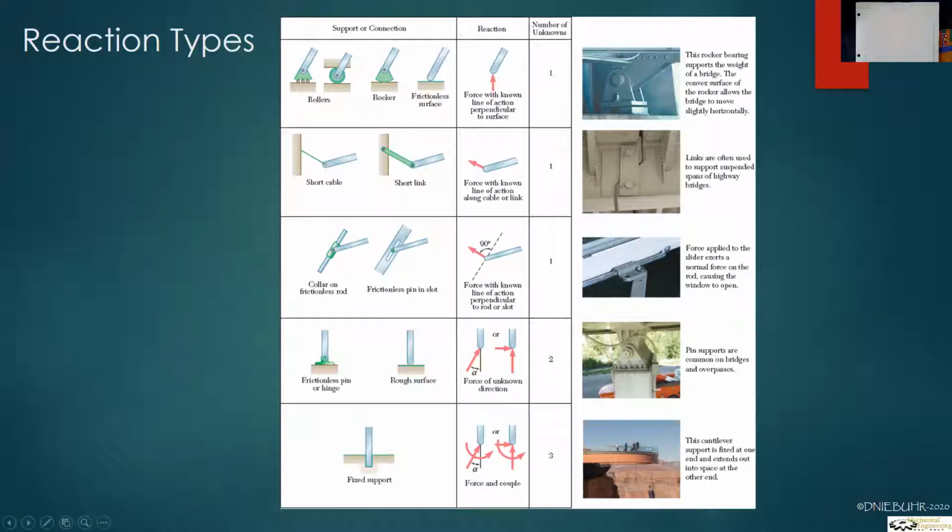Okay, and there's a couple other ones. The last one's a fixed support, and this is the only one where we can support both a moment and a force. Now, one of the things in chapter 4 is we'll be taking moments about points. That's not the same thing as supporting a moment, and I'll talk about that more as we get through it.